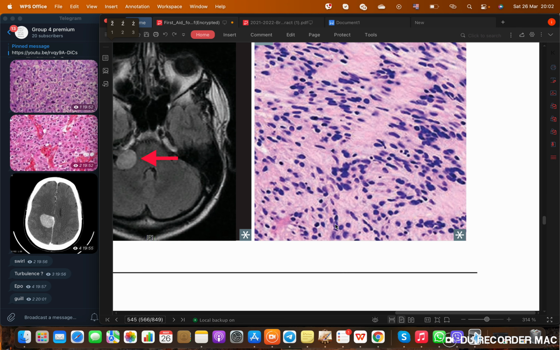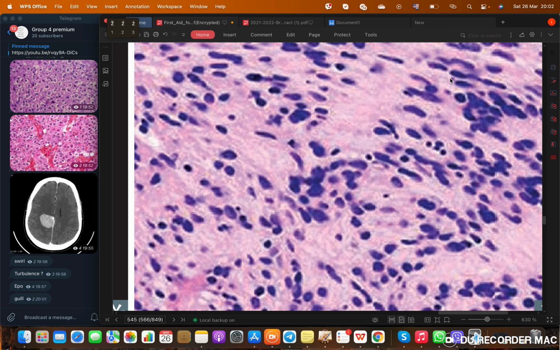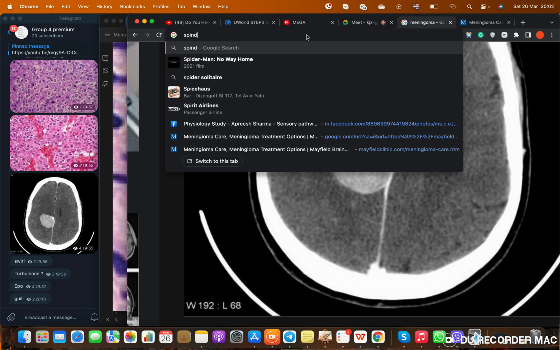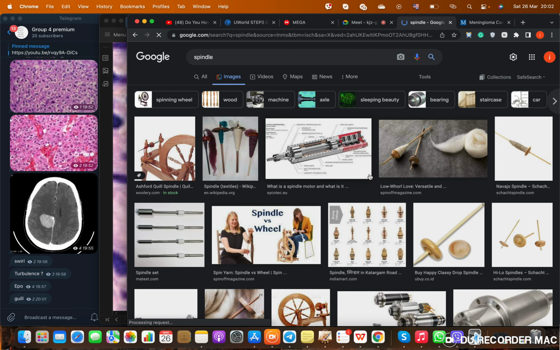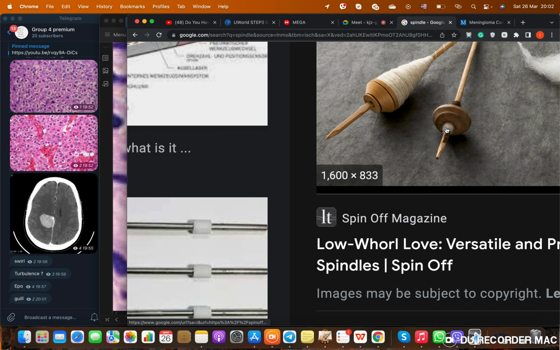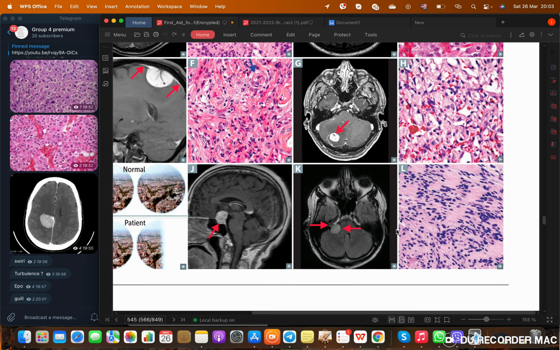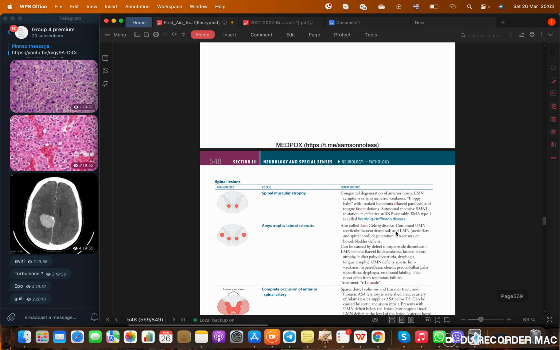You don't know what a spindle is. It's a structure that looks like this that we utilize in sewing. Okay? That's what a spindle looks like. That's a spindle cell. So let me just show you a spindle. Yes. Okay, this guy. This is a spindle. So when I say spindle cell, look, it looks kind of like it.